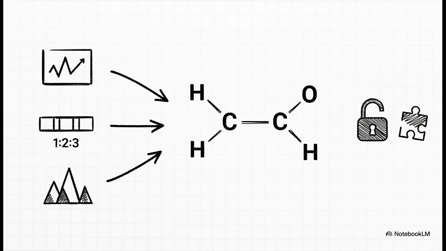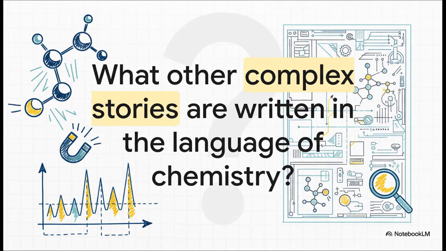The code is cracked. And this isn't just a party trick. From designing new medicines to creating advanced materials, this is how chemists literally see the invisible world of molecules. NMR gives them the alphabet, the words, and the grammar to read molecular stories. And it really makes you wonder, doesn't it? What other incredibly complex stories are being written all around us in the silent language of chemistry, just waiting for us to find the right way to read them?